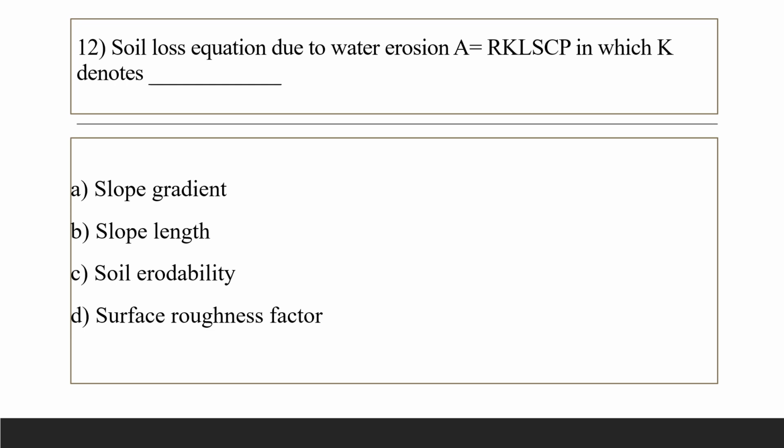In the soil loss equation due to water erosion, K denotes. High intensity rainfall for a longer duration causes soil loss. This soil loss can be predicted by the soil loss equation. Here K denotes soil erodibility, so the answer is option C.